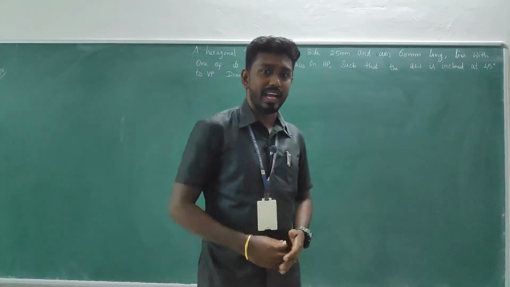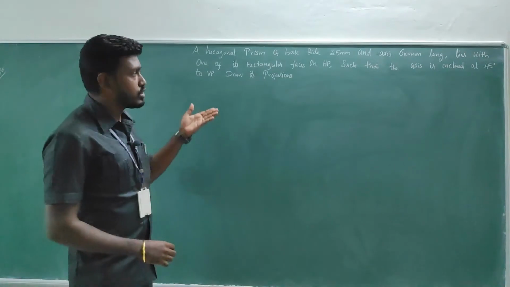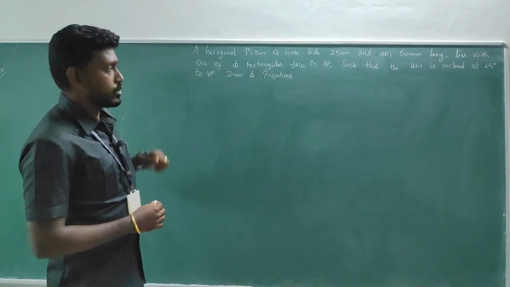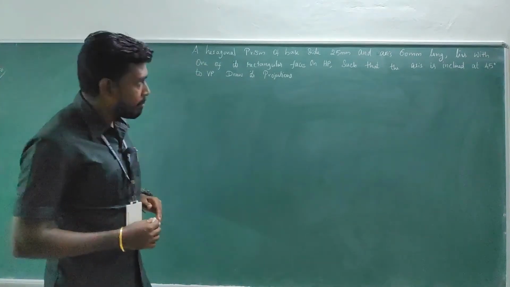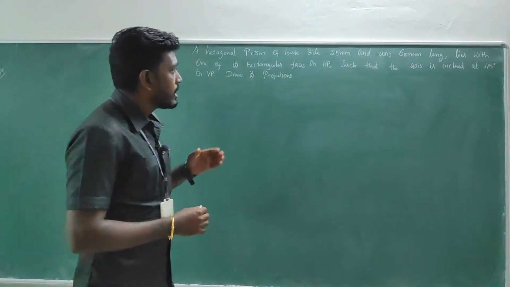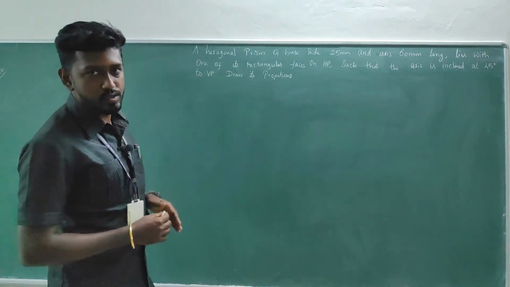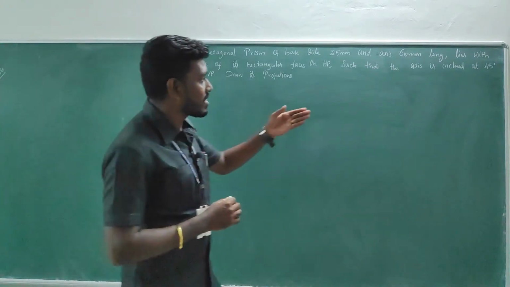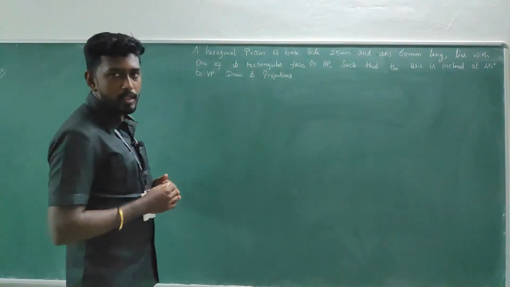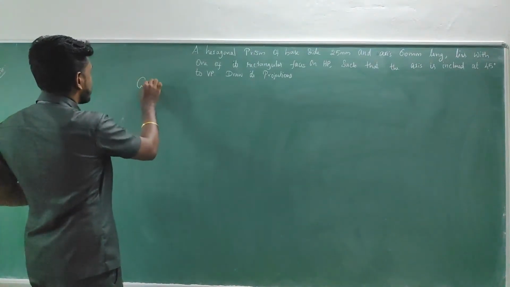Welcome, students. I have come up with a question from projections of solids. Let me read out the question first so that you will understand what is given. A hexagonal prism of base side 25 mm and axis 60 mm long lies with one of its rectangular faces on HP such that the axis is inclined at 45 degrees to VP. Draw its projections. Take the given data.